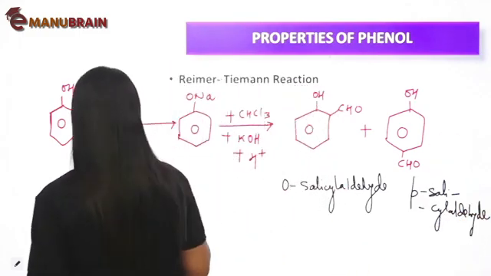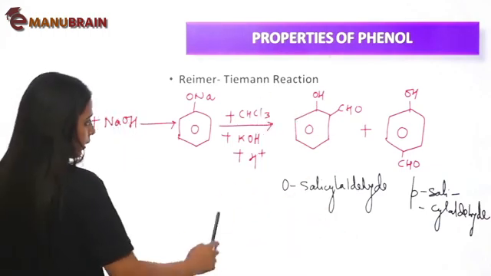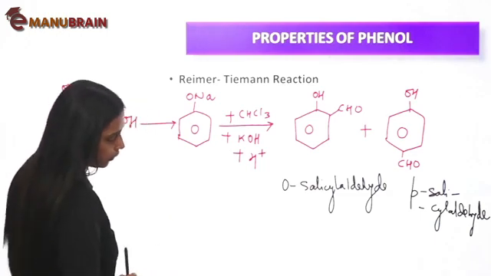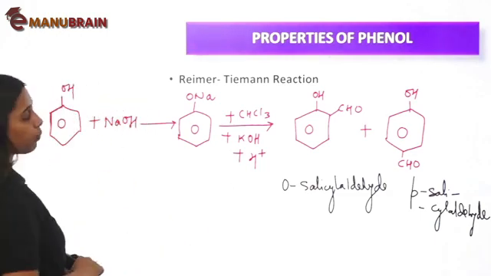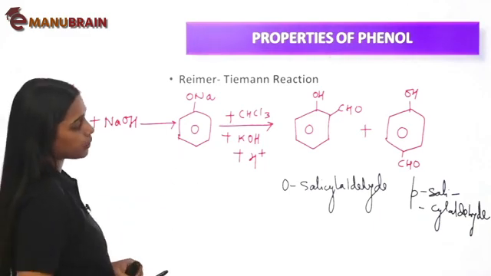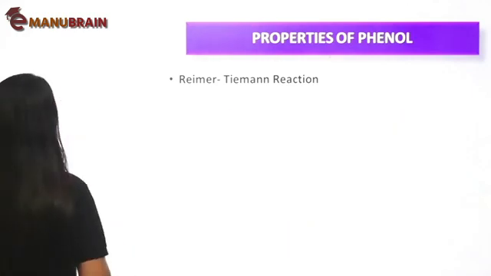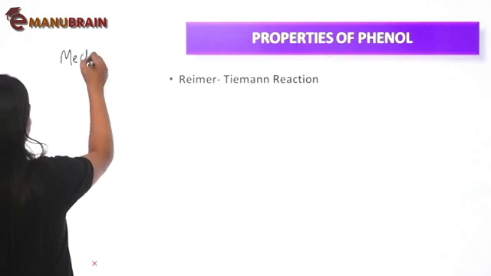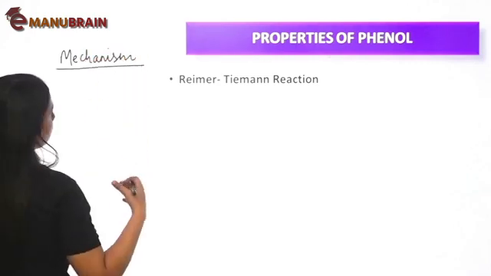Okay, orthohydroxybenzaldehyde, para-hydroxybenzaldehyde is IUPAC name, and then 2-hydroxybenzaldehyde, or you can also call it 4-hydroxybenzaldehyde. Commonly it is known as this. Its mechanism is also important, where this sodium phenoxide reacts with chloroform and alkali and subsequently reduced to form these compounds, right? So let's see the mechanism part now. So we will see the mechanism of ortho product formation and para formation both.